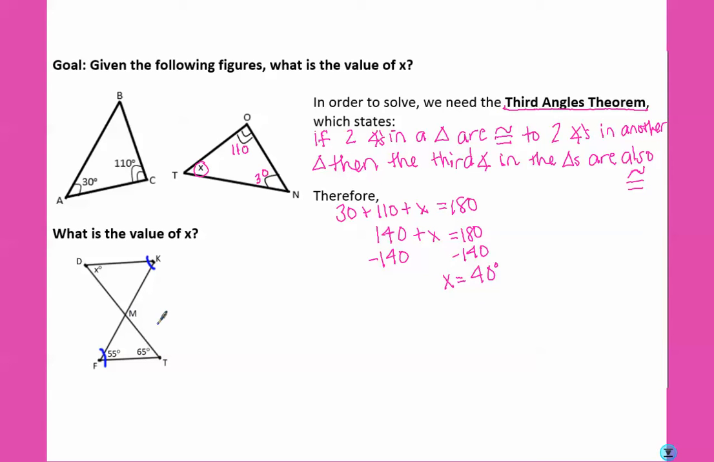What about with triangles DKM and FMT? By the markings, we know angle F and angle K are congruent. We also know that these angles are vertical angles, so they're congruent. So that must mean that our third angles are also congruent, which tells us that x equals 65 degrees.